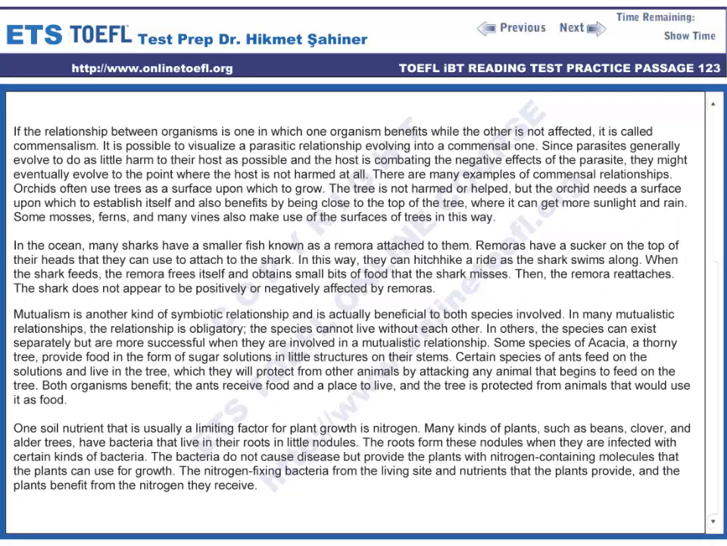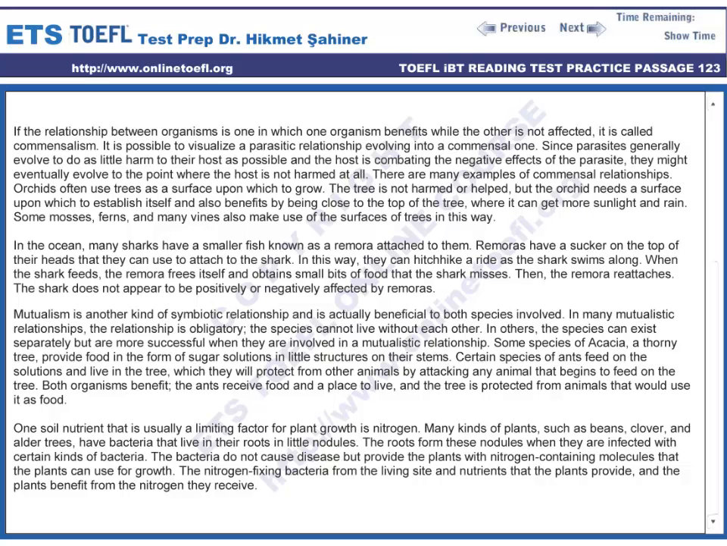If the relationship between organisms is one in which one organism benefits while the other is not affected, it is called commensalism. It is possible to visualize a parasitic relationship evolving into a commensal one. Since parasites generally evolve to do as little harm to their host as possible and the host is combating the negative effects of the parasite, they might eventually evolve to the point where the host is not harmed at all. There are many examples of commensal relationships.